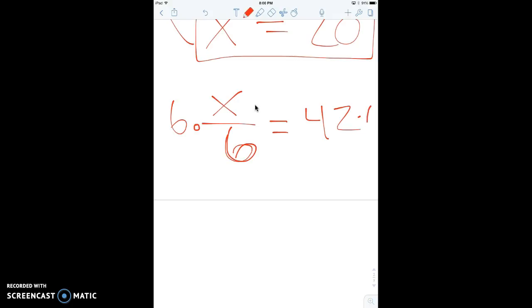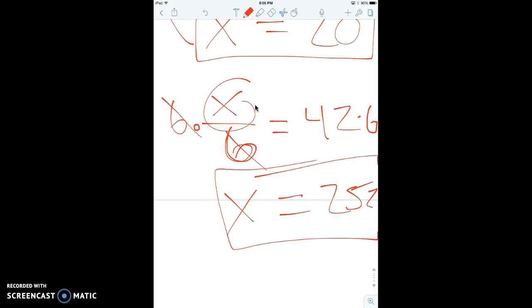by 6 as well. So when we multiply the left side by 6, we end up canceling the 6's out, and all we have left is x equals 42 times 6, which is 252. So a bit of a bigger answer. Nothing else left to do. Plug 252 back in for x. 252 divided by 6 is going to give you 42.